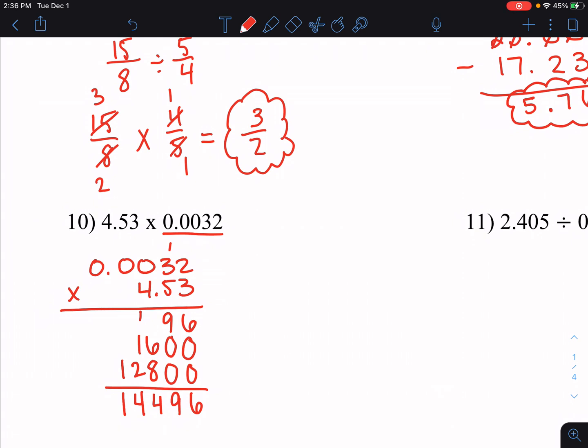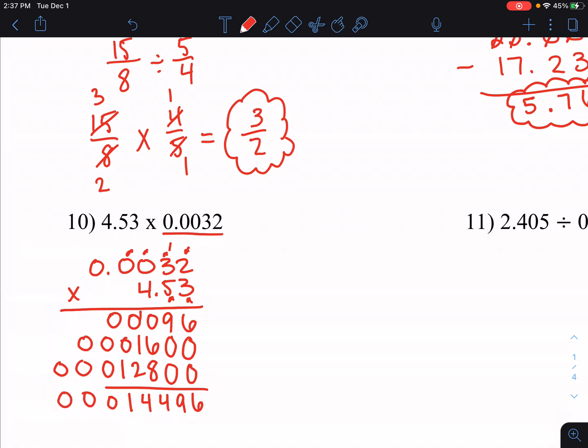And then I've got 5 decimal places. 1, 2, 3, 4, 5. Sorry, 6 decimal places. So 1, 2, 3, 4, 5, 6. So I've got to put a 0 in here. So 1, 2, 3, 4, 5, 6. So my answer is 0.01446. I just added the zeros in.